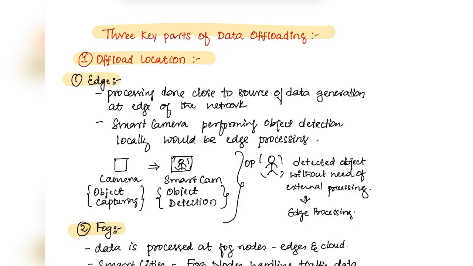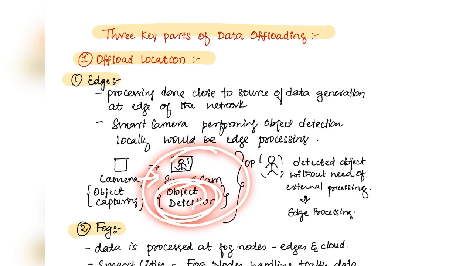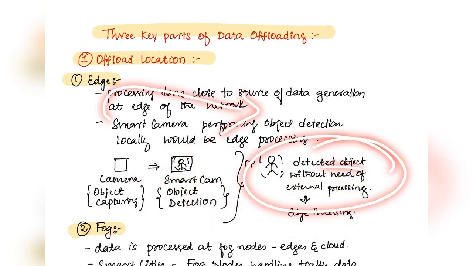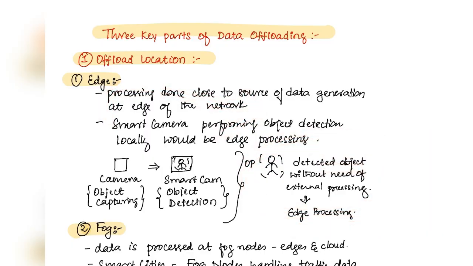In edge processing, processing is done very close to the source of data generation, that is at the edge of the network. For example, a smart camera performing object detection locally would be edge processing. The camera captures the object, and object detection also happens right there, and the output is the detected object without the need for external processing. We are not sending it externally. To achieve this, we make use of edge processing.